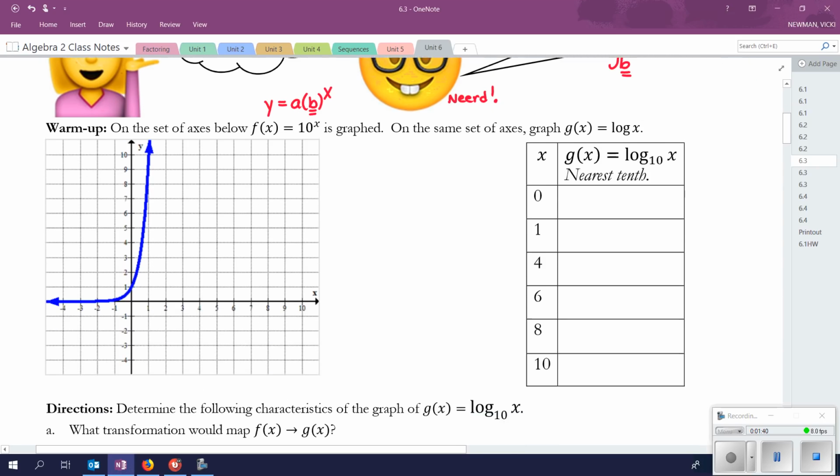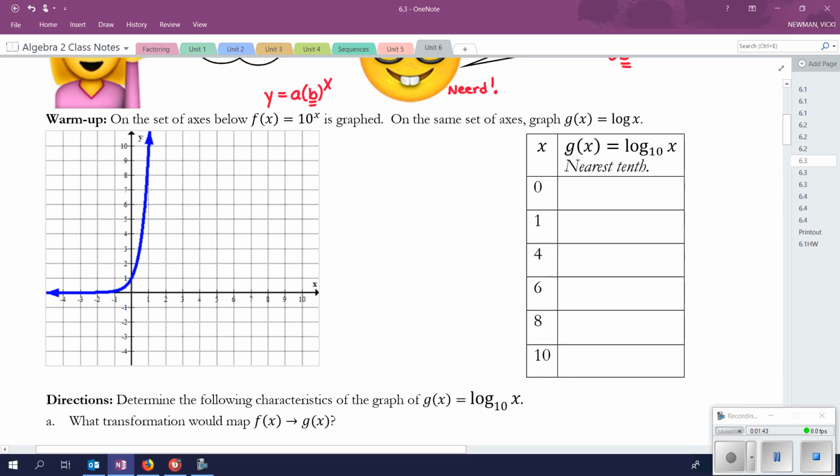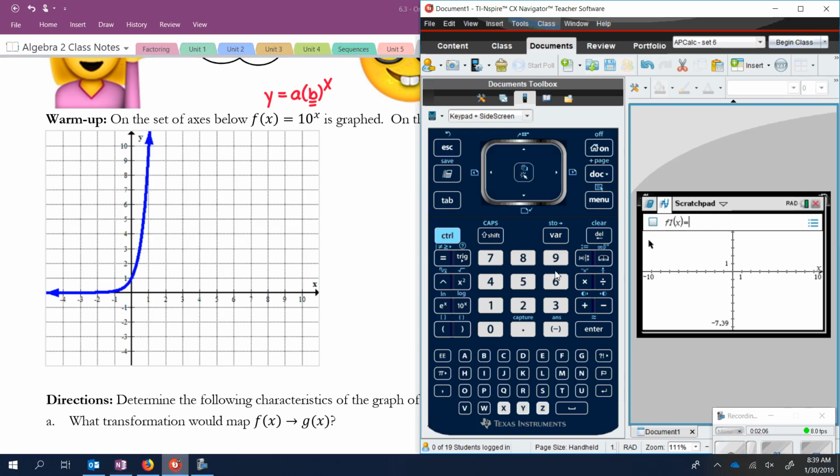So first thing we're going to do here is we have a graph of 10 to the x on the grid. And on the same set of axes, we're going to graph regular log, or log base 10, because that's our common base. We talked about that the other day. We're going to graph that on the calculator. So in the calculator, you go to your graph, and then above the 10, control log, you get this notation. Our base is 10 because it's a common log, and we're typing in x.